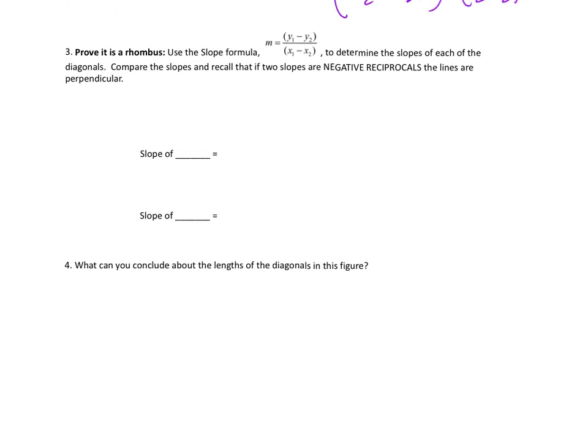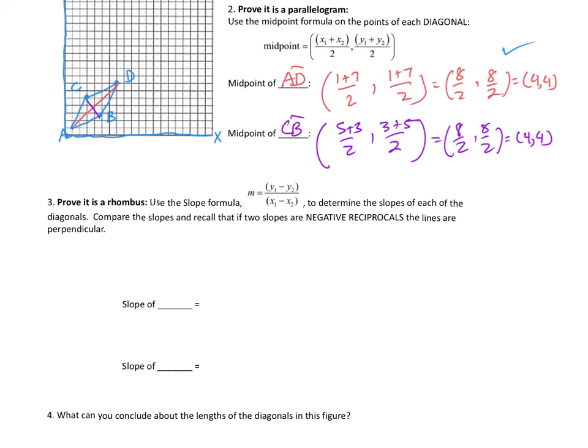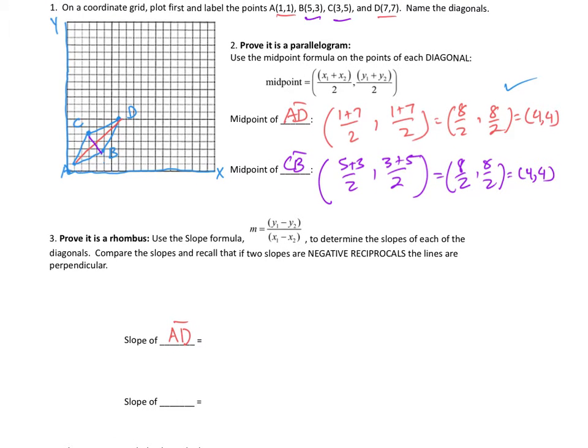Now let's prove that it is a rhombus. We're going to do this by using the slope formula. Remember, the slope formula is our change of y's over our change of x's. So let's do the slope of AD. AD is 1, 1, 7, 7. So our y's are 1 and 7. So 1 minus 7 over 1 minus 7. This gives me a negative 6 over negative 6, which is a positive 1.